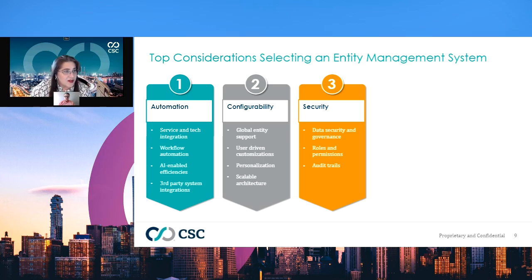So let me turn the microphone over to David to talk about some of the other top considerations that you might make when you are selecting an entity management solution.